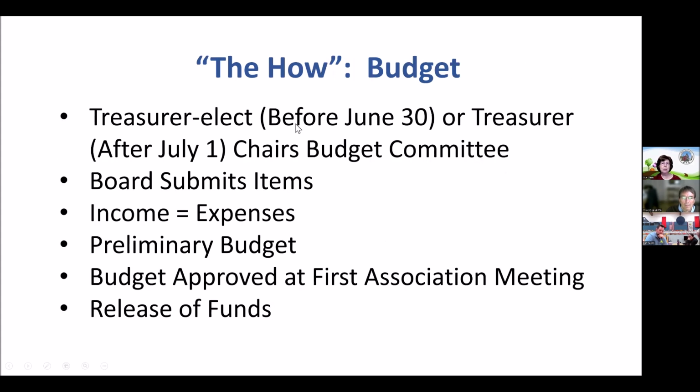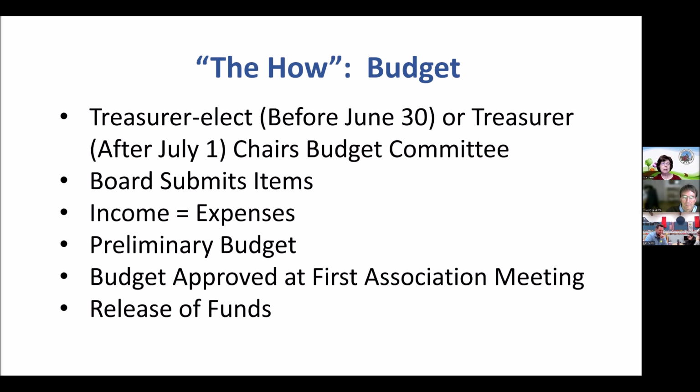The how, the budget. The budget is a plan. It's not authorization to spend the money. The treasurer-elect before June 30th, or the treasurer after July 1, chairs the budget committee. And logically, in your case, because you have a financial secretary, they would be an automatic person to serve on that committee too. The rest of the board submits items and ideas to whoever is on that committee. And the president is going to be appointing people to that budget committee.